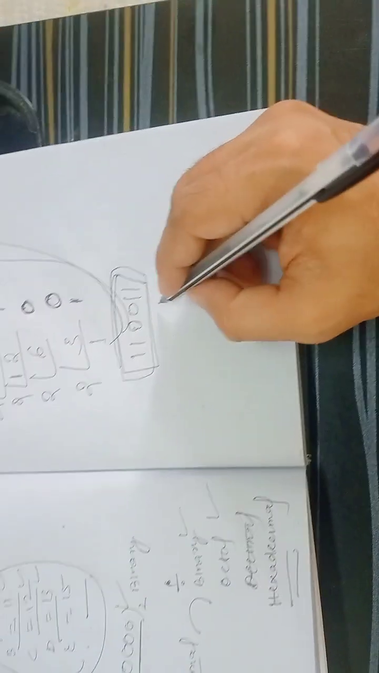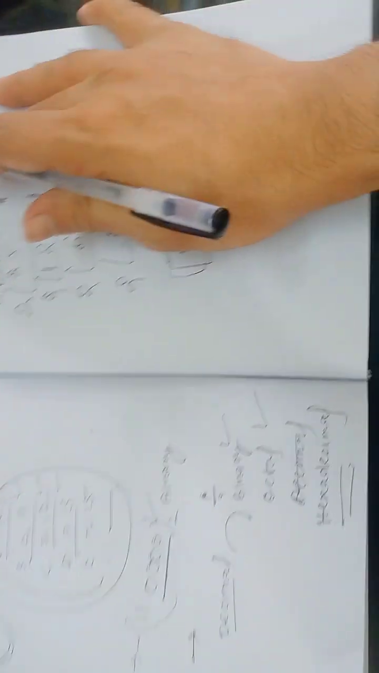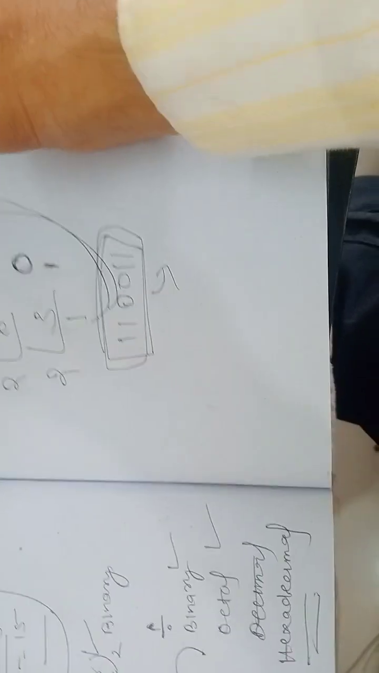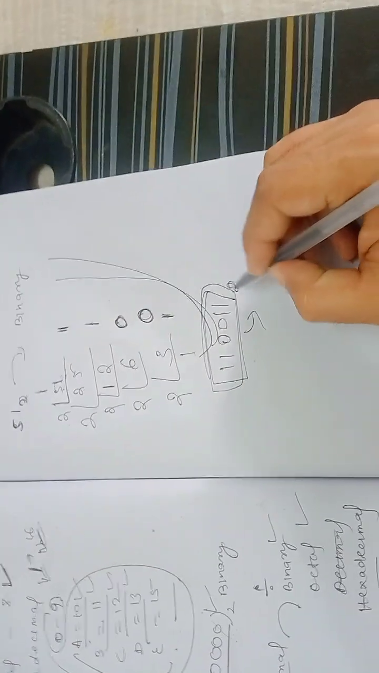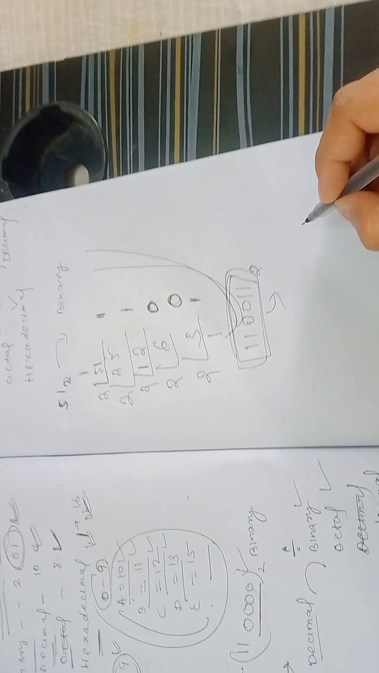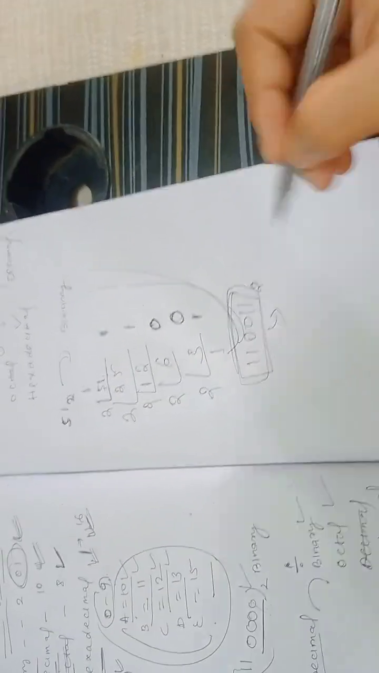For example, if they ask the question to convert this into decimal. As I told you, for binary to decimal you need to do what? You need to do multiplication. So this is binary, you need to do multiplication of it to get the decimal. You have to remember that you have to do the multiplication here.